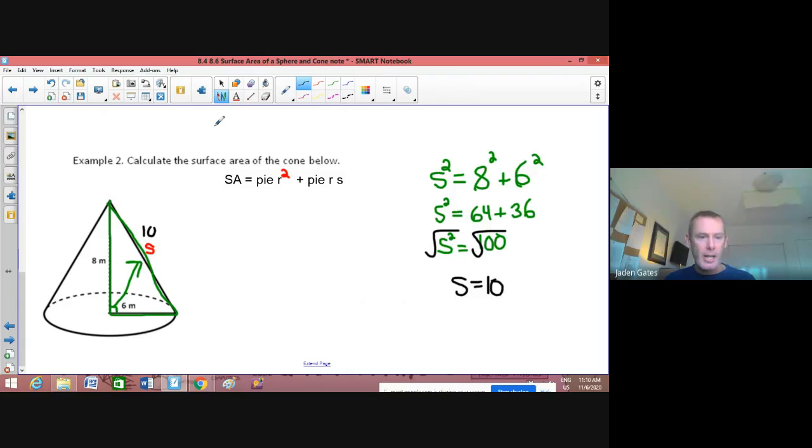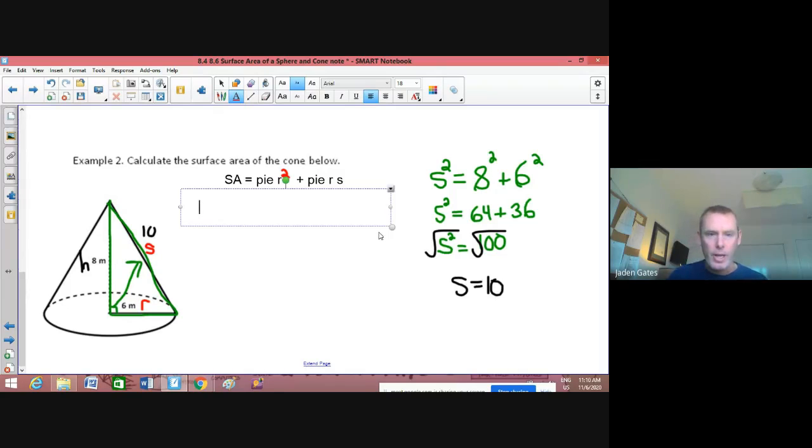All right. Again, I like to label my diagram. I have the 8 and I have a 6. This is going straight up from the bottom to the top, so that would be my height. And down here from the middle of the circle to the edge, that's my radius. All right, I've got everything I need. Time to substitute in. So we have surface area is equal to pi, which is, again, 3.14, times r. Again, I'm looking at my diagram. That's the 6 that's going to be squared. I'll put that in.